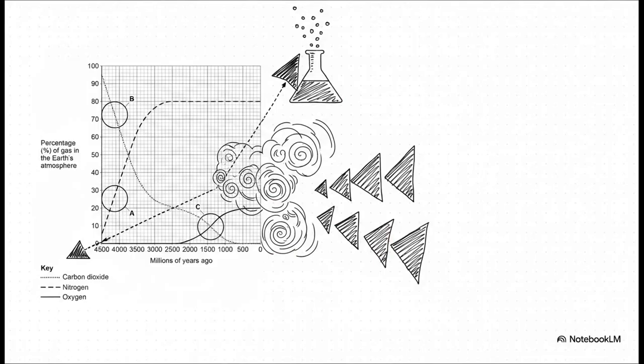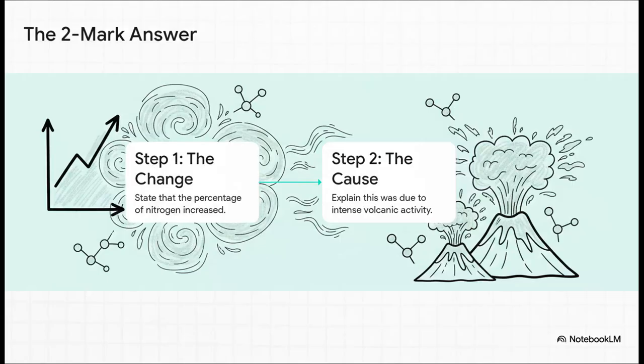So if we look closely at region A on the graph, the key tells us that dashed line is nitrogen. And if you follow it, wow, it just shoots right up, doesn't it? It goes from a really low percentage to basically becoming the most dominant gas in the whole atmosphere. So how do we get the 2 marks here? It's a two-step process. First, you state what's obvious from the graph. The percentage of nitrogen increased. Simple. Second, you have to give the reason why. It was because of intense volcanic activity releasing all that gas. You absolutely need both of those points to get the full 2 marks.